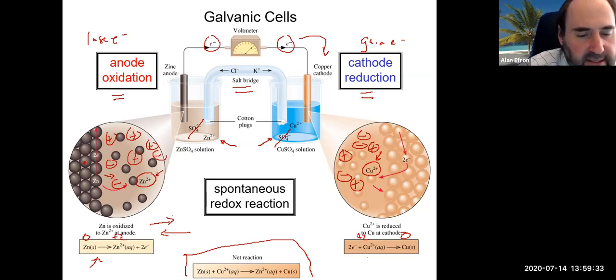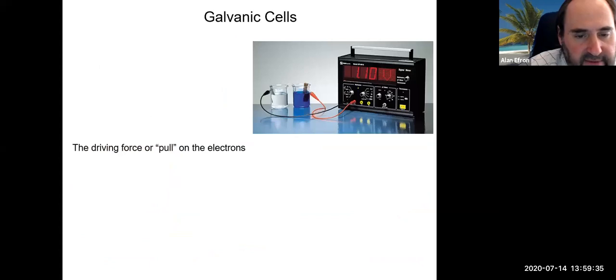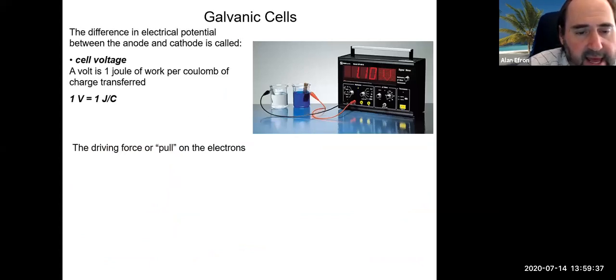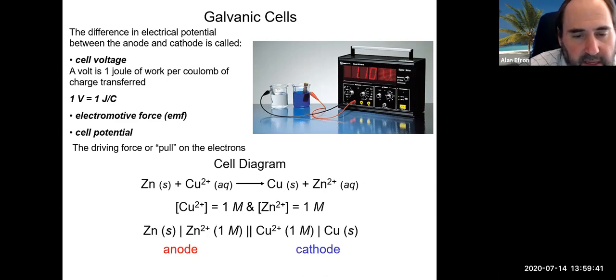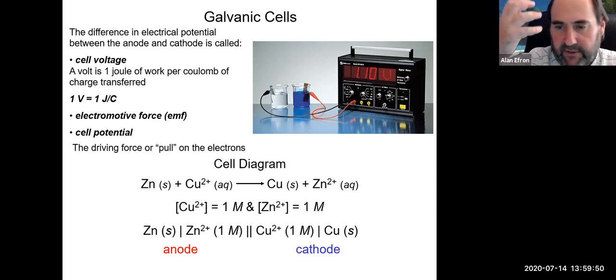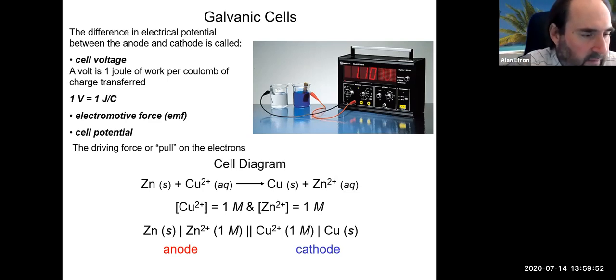So obviously you do need to know the galvanic cell and this general setup. And as I mentioned, there is this difference in electrical potential between the anode and the cathode. And again, you can think of it as the pull on those electrons to help them come from one side to the next and keep things flowing.